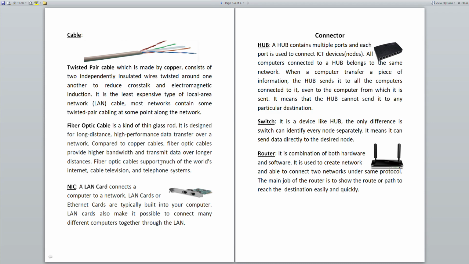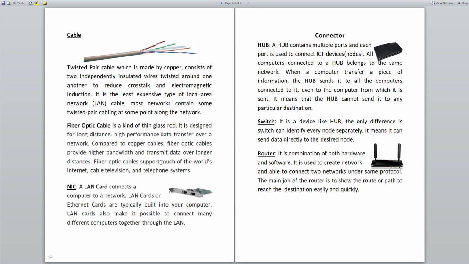This twisted pair cable is made of copper, and usually it is used to build up a local area network, which is called LAN. Hopefully in your school you have a computer lab and the computers are connected. I'm sure that if you ask your teacher, saying I would like to see a twisted pair cable, he will show you this cable. It is definitely there in your computer lab, I'm sure.